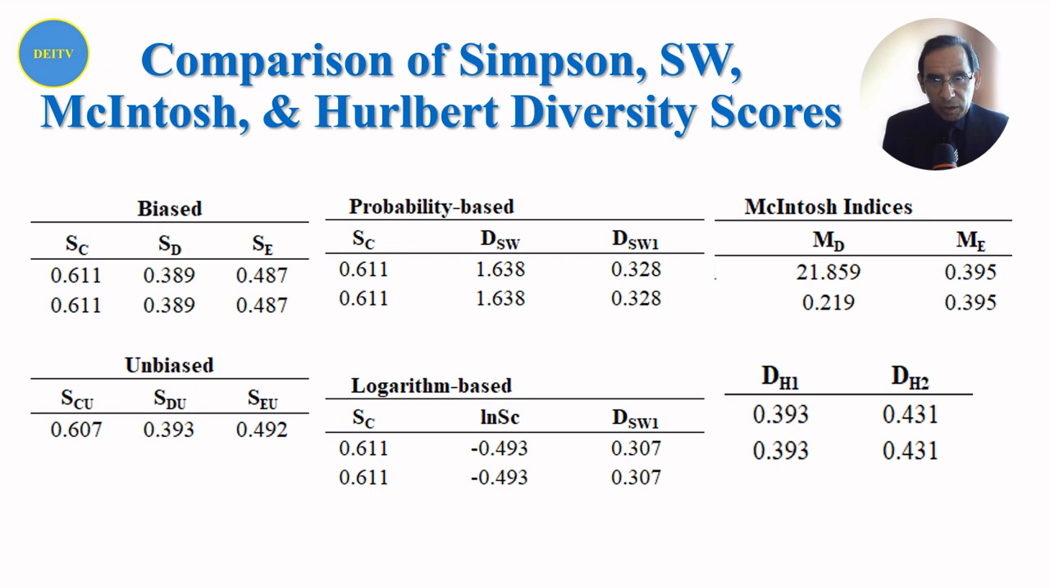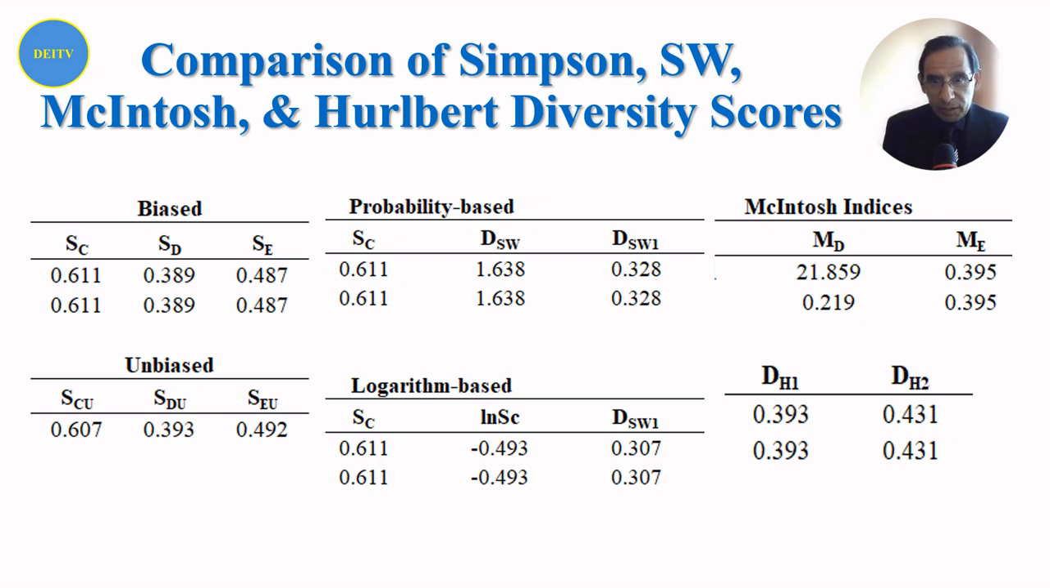When we look in the middle column at the probability-based Smith and Wilson index, that indicates that roughly 33% of the maximum value of diversity was obtained. When we look at the Smith and Wilson logarithm-based index, that indicates that approximately 31% of the maximum value of diversity was obtained. For the McIntosh index, roughly 39% of the maximum value of diversity was obtained.